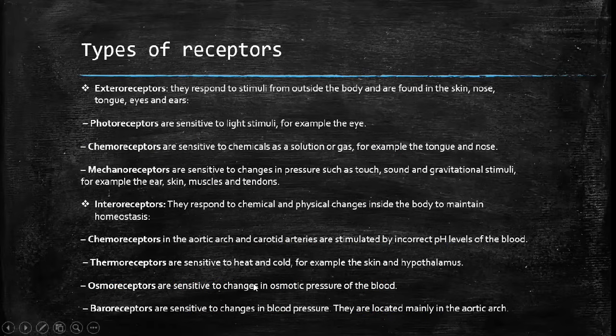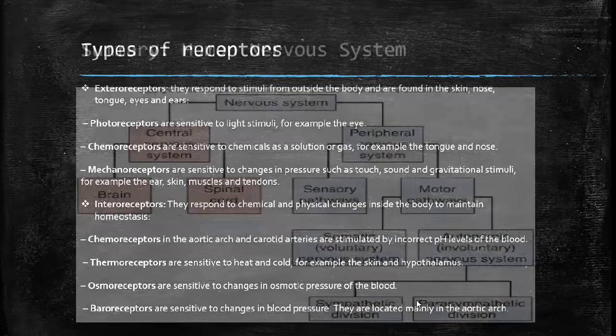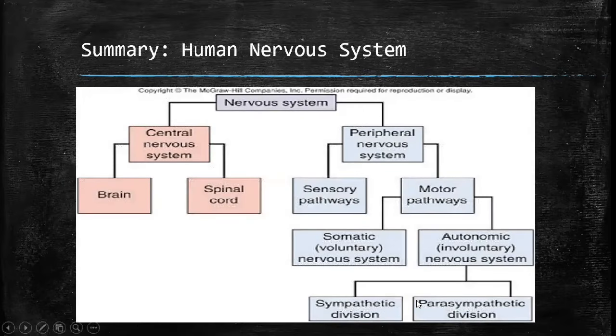And then we've got osmoreceptors, which are sensitive to the changes in the osmotic pressure of the blood, osmosis. We're going to do that as well. I think you did this in grade 11 or 10, if I'm not mistaken. You did osmosis and so forth. And then we've got the baroreceptors, which are sensitive to changes in blood pressure. They're located mainly in the aortic arc. Now, let us just look at our summary, guys.